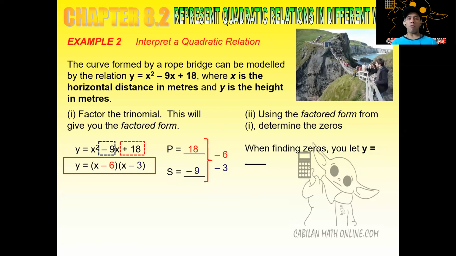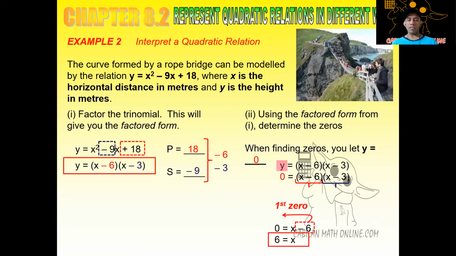Now, it says using the factored form to determine the zeros. So we're going to take that form and replace y with a 0. As you can see, our first zero is going to be 0 equals x minus 6. So we're going to take the negative 6, move it to the other side, and make that 6. And last but not least, we have the second zero, which is x minus 3. We're going to take the negative 3, move it to the other side, and make it a positive 3. You can see now how this relates back to what we did in the previous chapter and how it ties into this one.